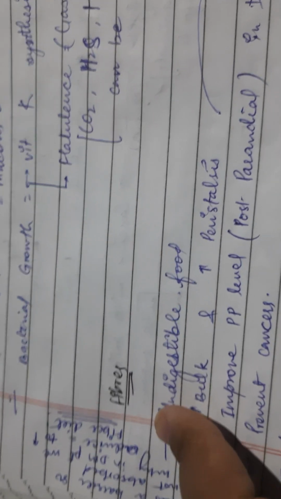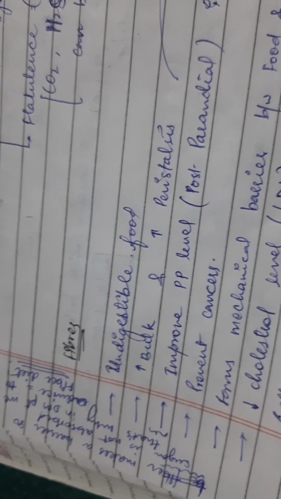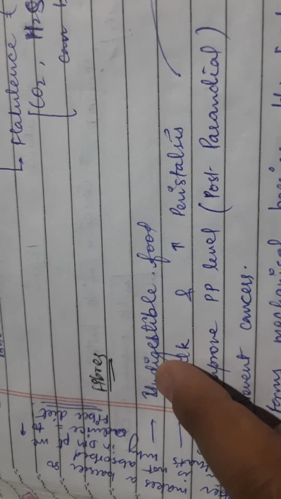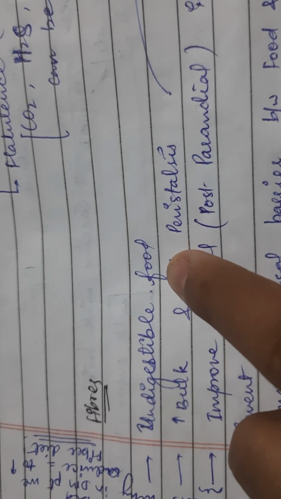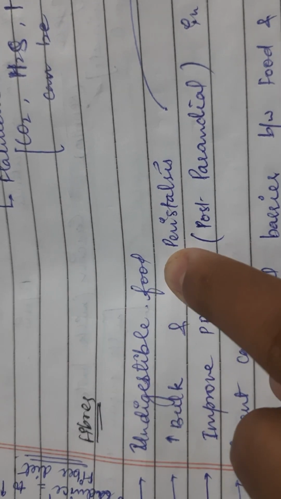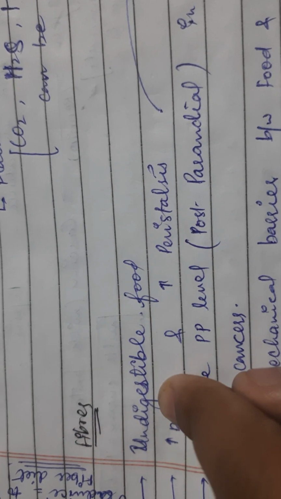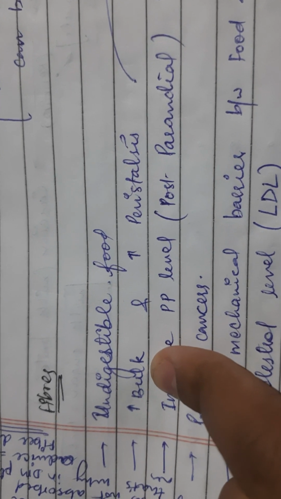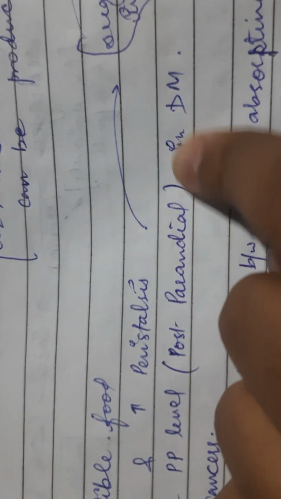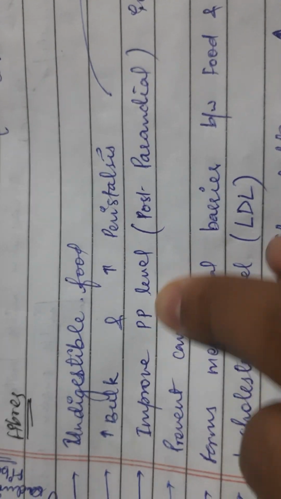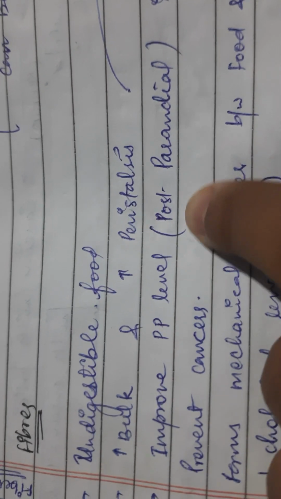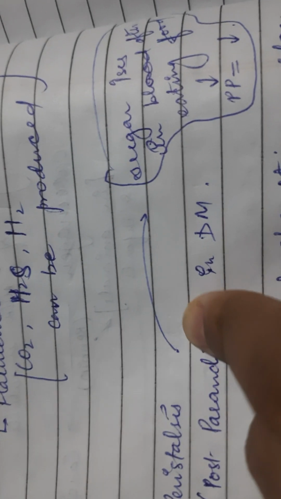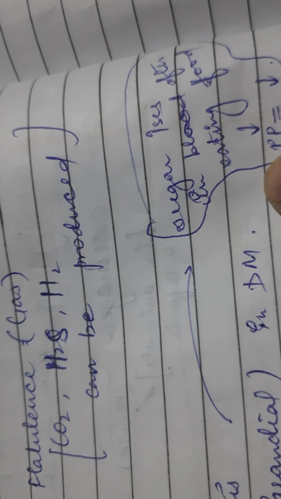Okay, then fibers. Fibers are the undigestible foods. Okay, it increases bulk and peristalsis movement. Okay, then improves pp, postprandial level. Okay, sugar increases in blood after eating food, or postprandial, in diabetes mellitus.